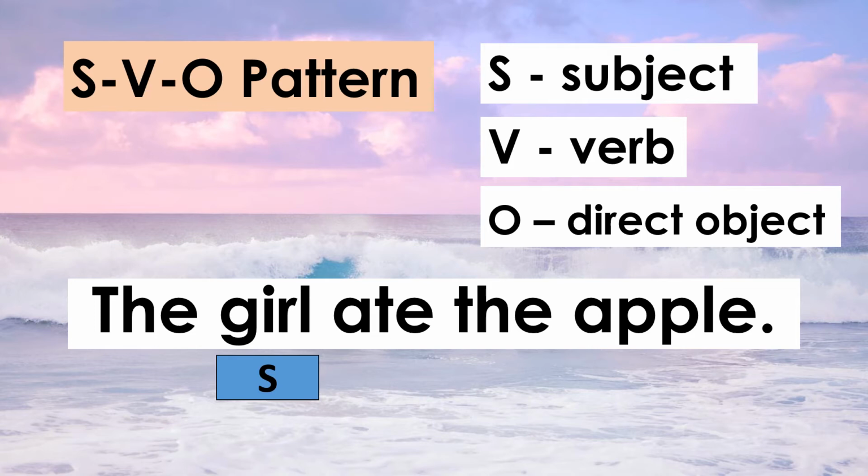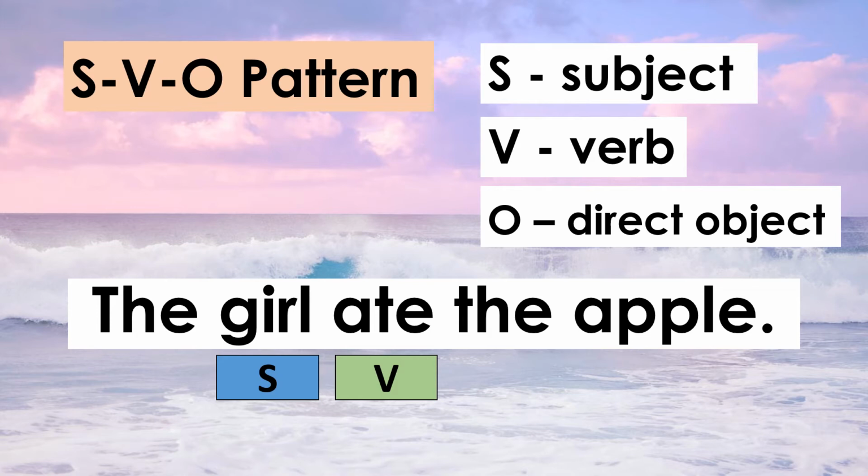How about the verb? What is the girl doing? Very good. Ate. V or verb is ate. We have the subject girl and the verb ate. Now, let us find the direct object or the receiver of the action.